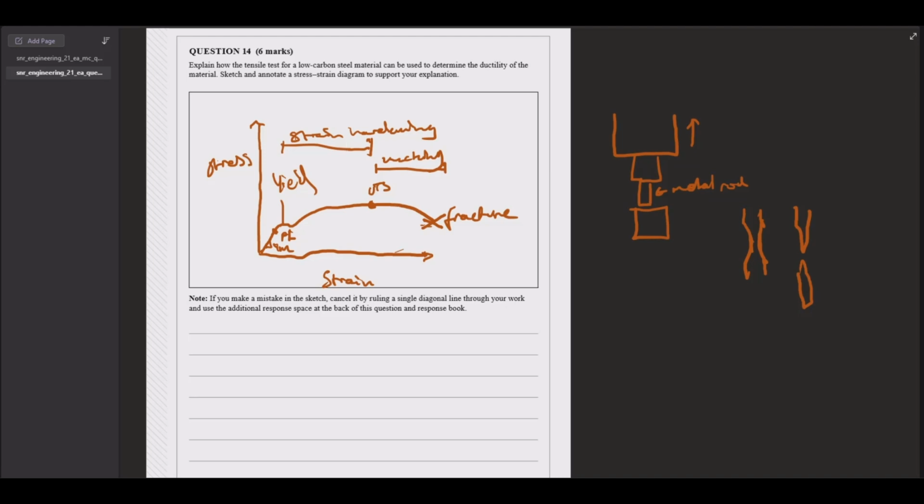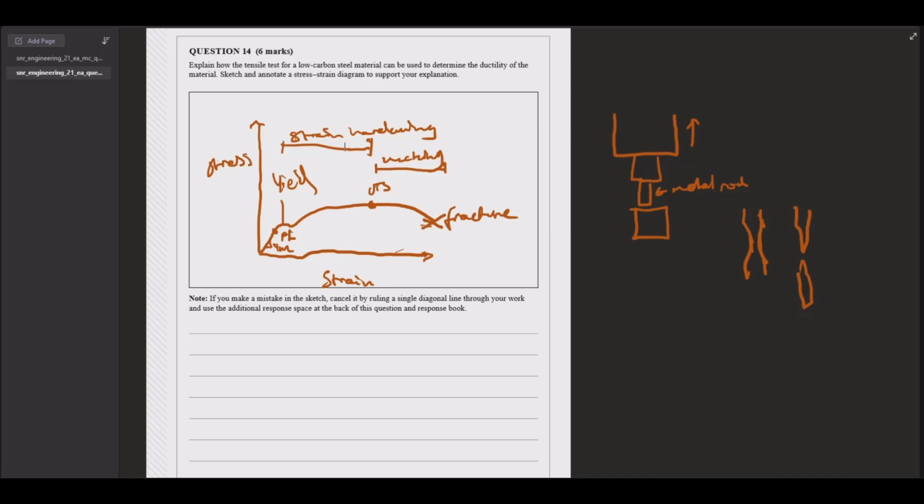So the answer for this is the stress strain graph generated as a result of the tensile test displays the material's ability to withstand continued strain after yield, which is indicative of the material's ductility. This occurs within the area of the graph that shows plastic deformation of the material up to fracture.